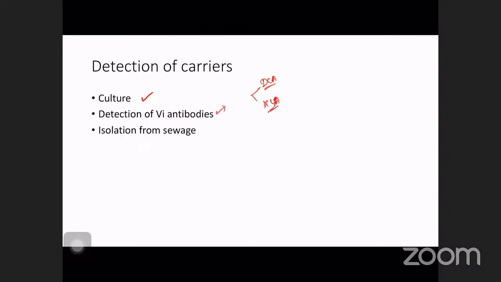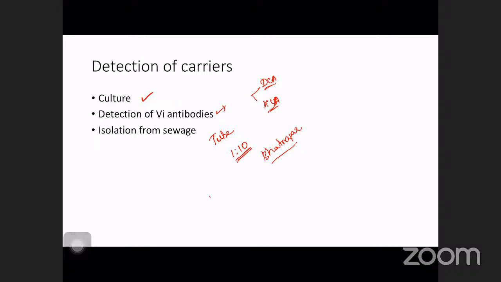And the detection of Vi antibodies is again a tube agglutination test. The titer of 1:10 will be taken as positive. The strain we are using here for the detection of Vi antibodies is the Bartnagar strain. The antigens from this strain will react with the Vi antibodies to produce an agglutination, and the titer of 1:10 is taken as positive. And the third method is isolation from sewage. You can filter the sewage water through a millipore, and this filtered paper you can use for culture.